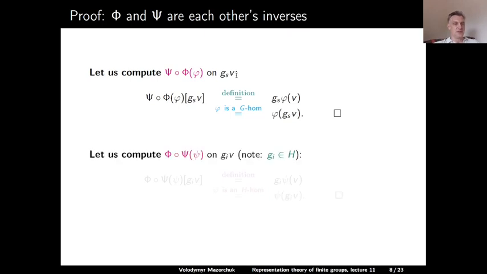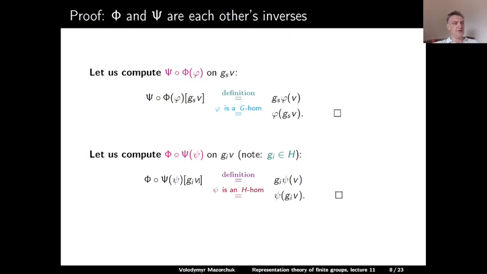In the opposite direction, let us compute what happens if we apply capital Phi after Psi to little Psi. And we compute what happens to this element by evaluating it at the element GIV. So this is our very particular GI, which belongs to H. So evaluating this at the element GI of V, by definition, we will get GI applied to Psi of V. But again, Psi is a homomorphism of H modules, and GI is in H. So we can move GI inside and get just Psi of GIV.